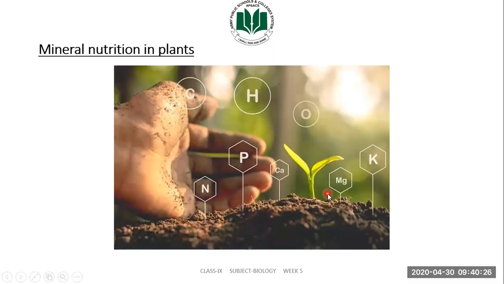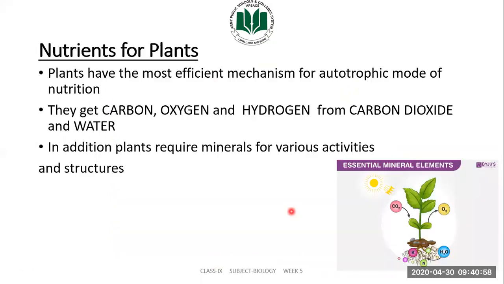Now, what is mineral nutrition? Minerals are basically the food for plants. Aside from water, plants also need some nutrients which are provided to them by the soil in which they are rooted. Some of these minerals are carbon, hydrogen, oxygen, potassium, magnesium, calcium, phosphorus, and nitrogen. Not only this, but there are a lot more minerals which are required by plants and provided by the soil in order to grow the plants at a much higher rate.